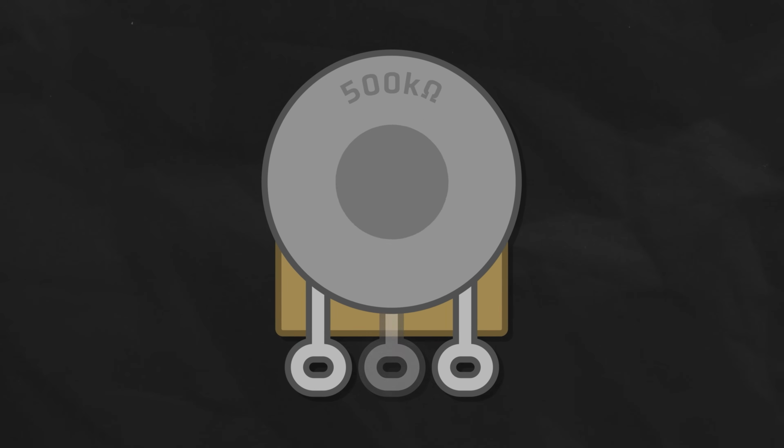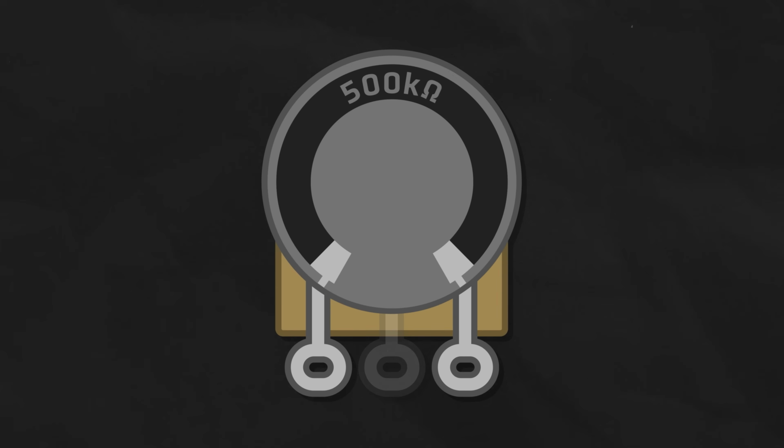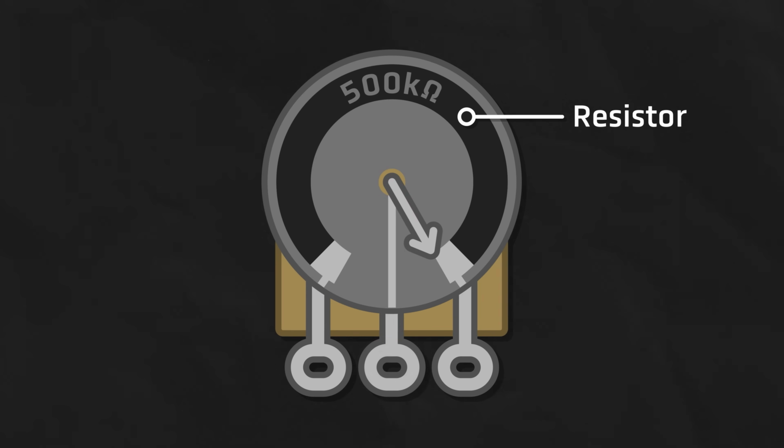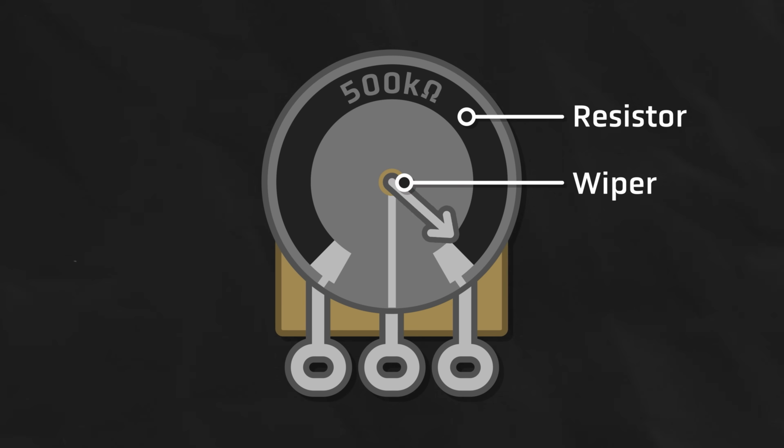If we take a look inside a pot, we see that there are two outer lugs connected by a resistive strip, corresponding to the value of the pot itself. The center lug is connected to a wiper which moves across this resistive track as we turn the knob, which gives us those changing resistance values.